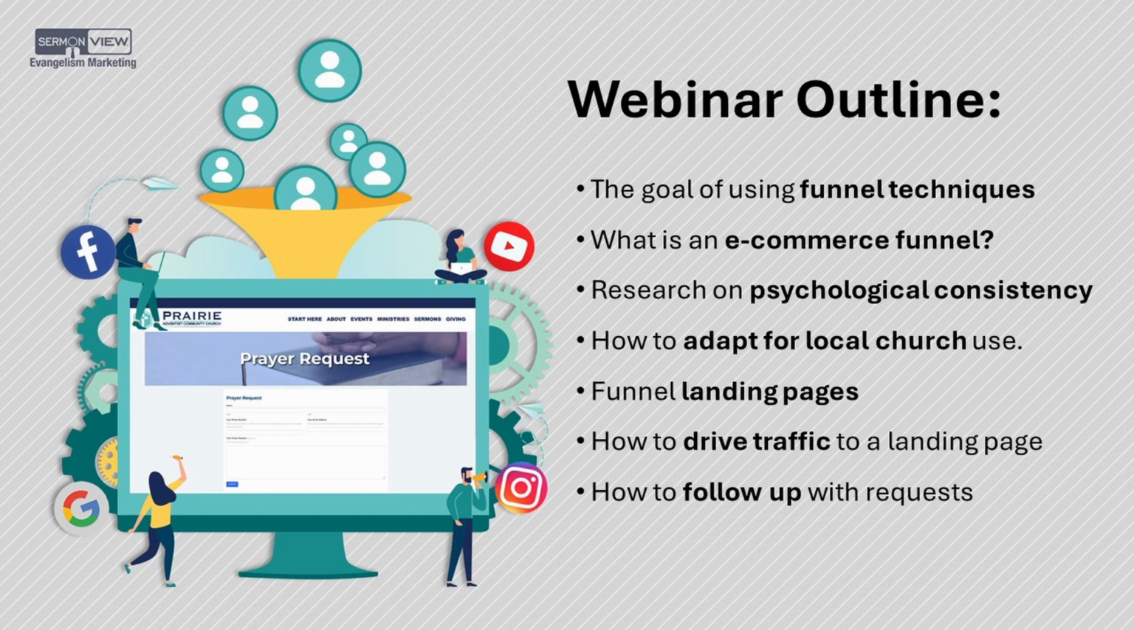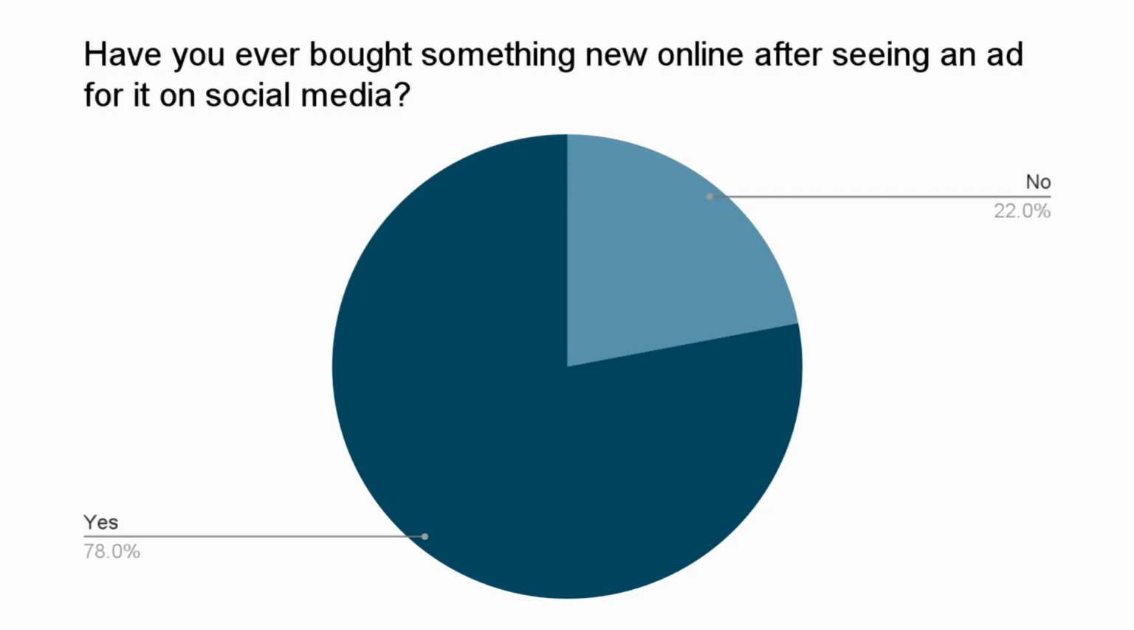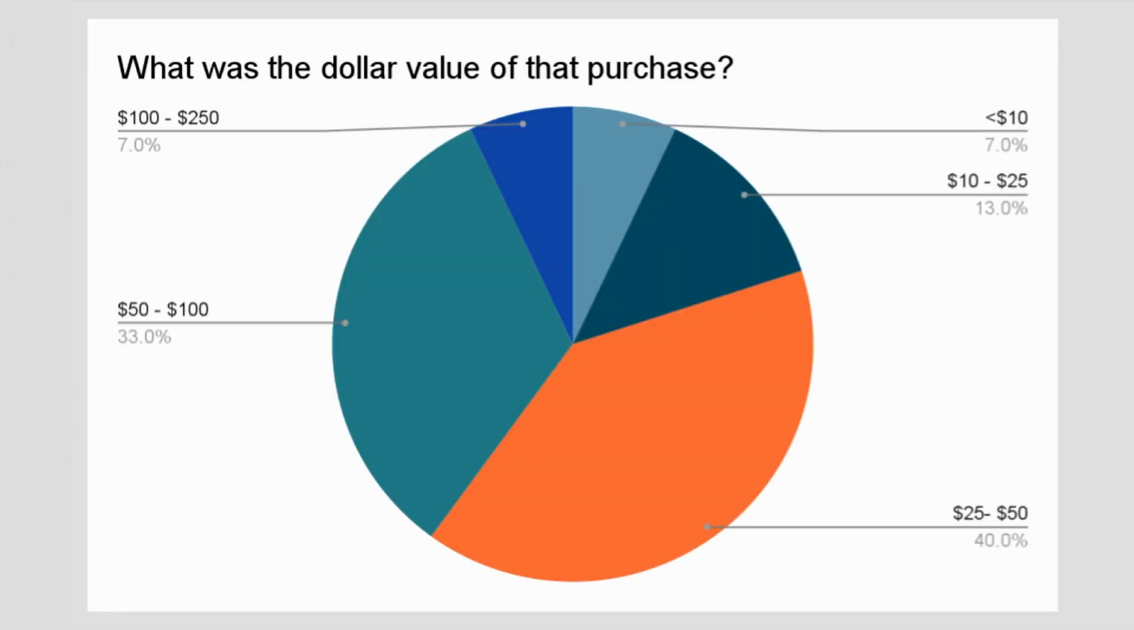All right, let's take a look at the results of the poll. 78% of you have bought something after seeing an ad in social media, and the dollar values range all the way up over $100. 40%, $25 to $50, 33%, $50 to $100.